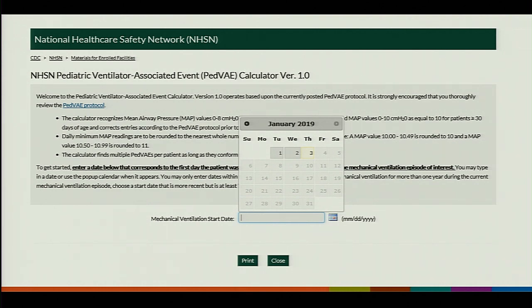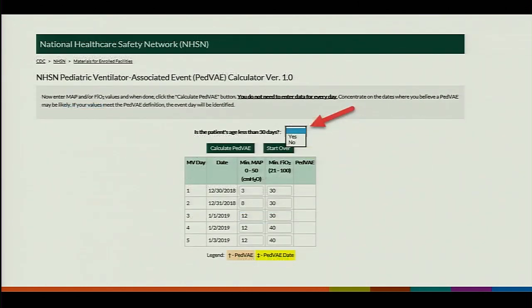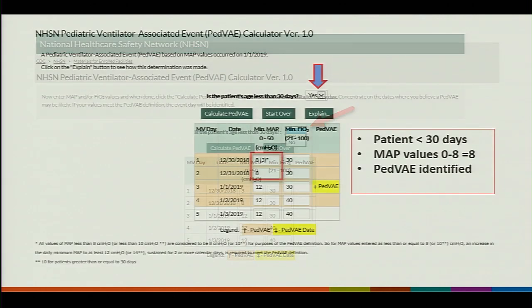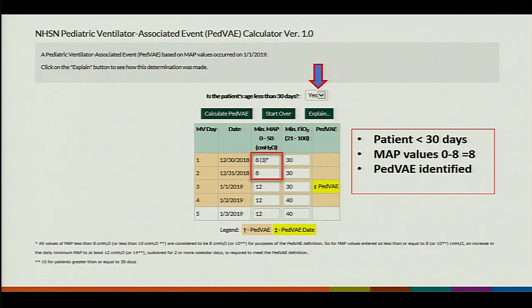Currently, I'm going to tell you a little bit about an upgrade to the VAE calculator already. And you'll be asked whether the patient is less than 30 days. You'll note that if you enter a value that is less than 8, the calculator will convert the value to 8. Likewise, if the patient was greater than 30 days, if you entered a value into the calculator that was less than 10, it would convert to 10.